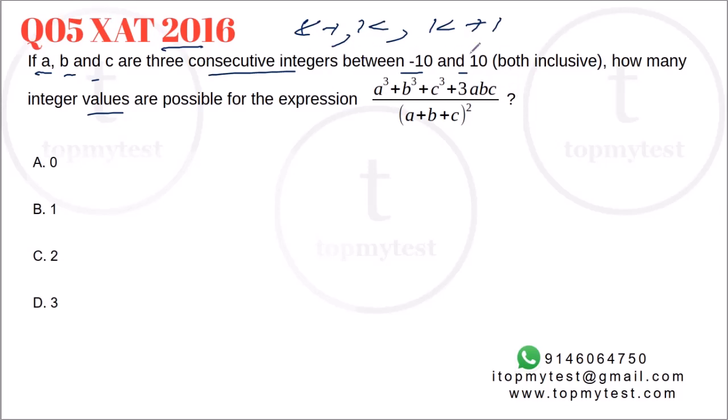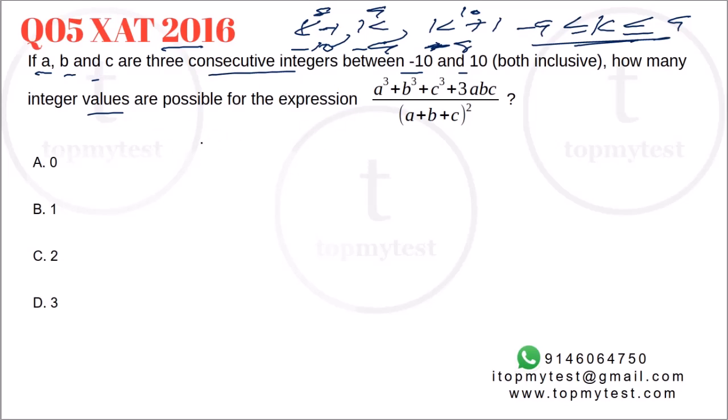And what will be the range of k? The lowest possible value of any of these 3 will be minus 10. This is the lowest, so when minus 10, minus 9, minus 8, that will be the lowest value. What will be the highest value? When the highest of these 3 is equal to 10. So 10, 9 and 8. So the range of k is from minus 9 to 9. This will be the range of k if you take this as an expression.